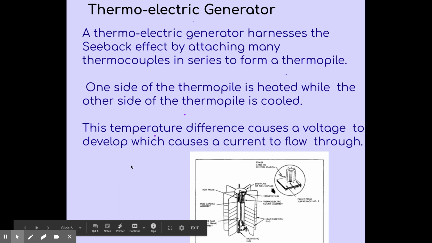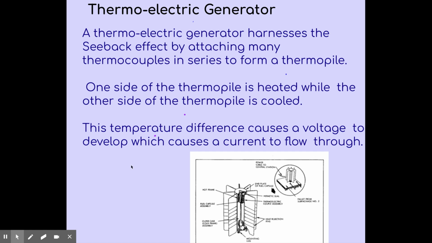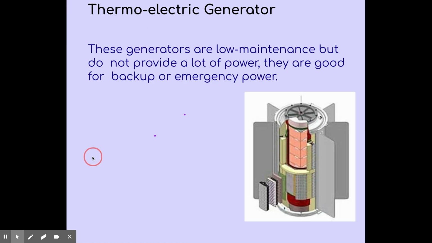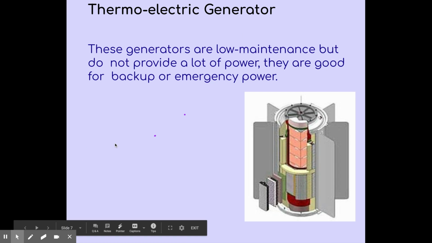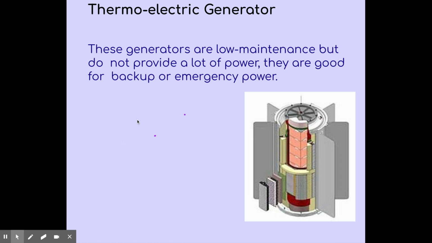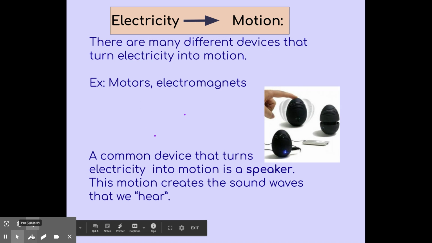A thermoelectric generator actually uses this same effect. It takes thermocouples and attaches them all in series, and they can create quite a bit of current because of a temperature difference. So you can generate electricity just from heat, as the thermal piles get heated up and then cooled down. They are not great for a lot of power. They are pretty low maintenance, but because they don't produce a lot of power, they're usually only used for backup or emergency.